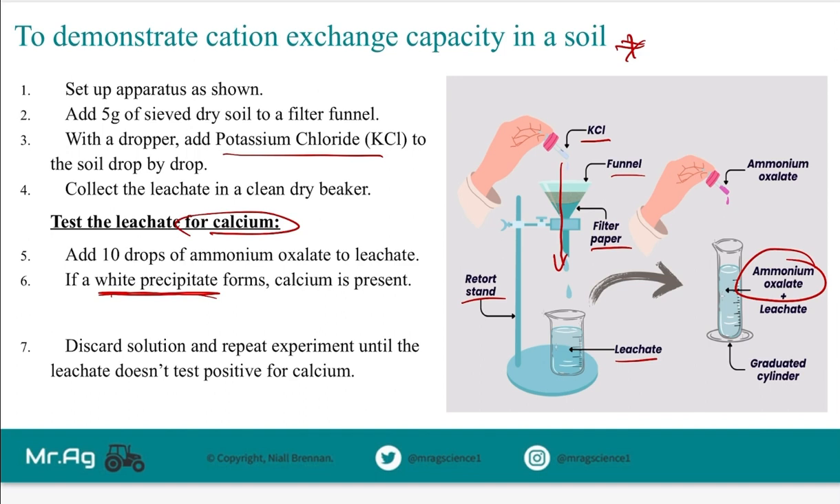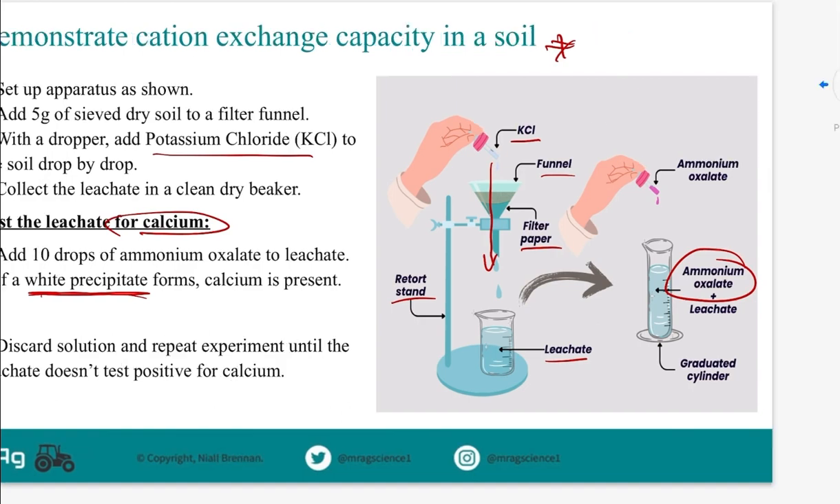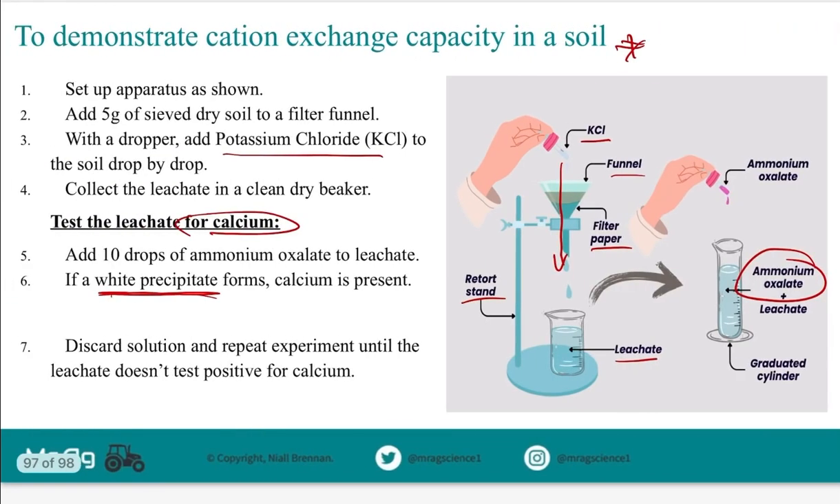And we're going to repeat this experiment until we have removed the calcium ions from the soil and replaced them with potassium ions. So we're going to keep repeating this experiment until the calcium is removed, there's no white precipitate, and potassium ions have moved into the soil and removed the calcium ions. Okay? So that is everything I feel that you need to know for cation exchange capacity, the factors that affect cation exchange, and the experiment to go with it.